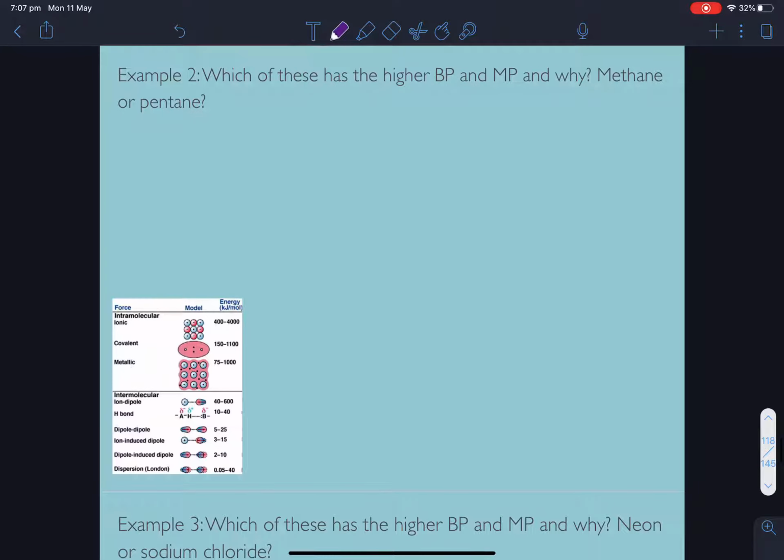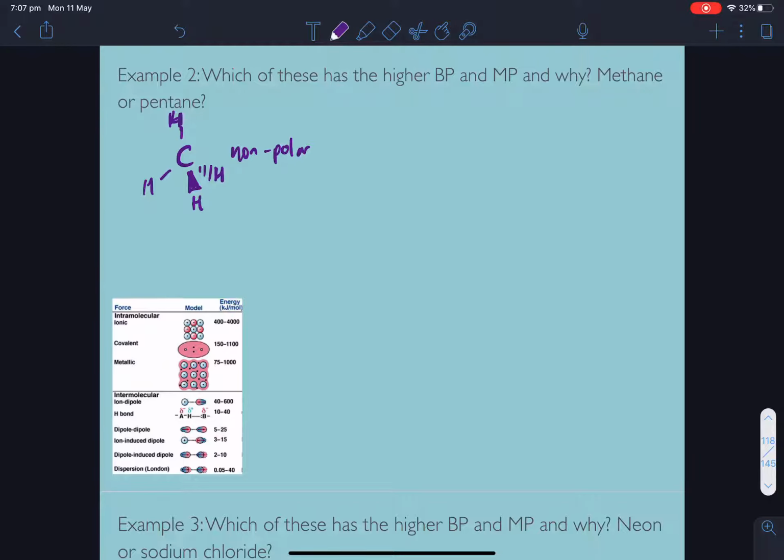Which of these two has the higher boiling point and melting point, and why? Methane or pentane? Okay, I'm going to have to draw your structures here. We'll get to these later in the course, so don't worry if you don't know these names yet. We know methane. So there's our molecule of methane. We diagnosed that as nonpolar before, because it has 4 nonpolar bonds and no polar bonds, it's a nonpolar molecule.